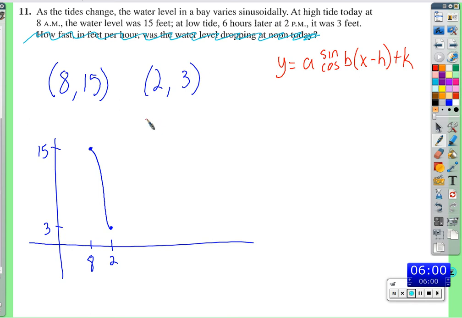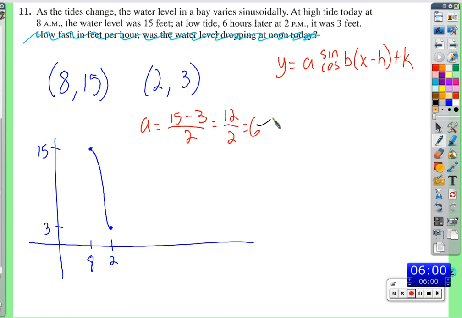So to find A, we'll just let this be A. You took 15 minus 3, you got 12, and you divided it by 2. One way to look at the amplitude is halfway between. What is half the distance from here to there? So take 15 minus 3, that's going to give us 12, you divide that by 2, 6. It's 6 from the midline up to the very top. It's also 6 from the midline down to the bottom. So we found amplitude 6.